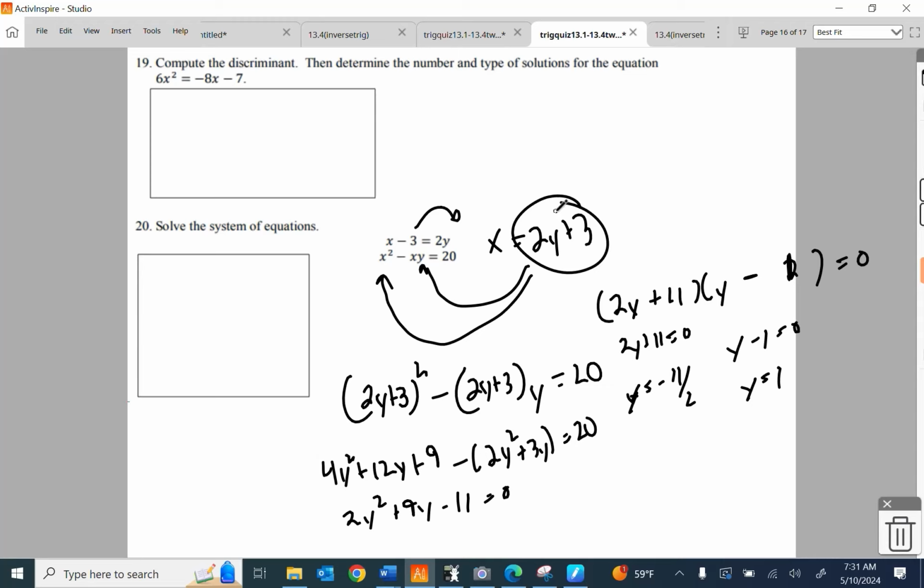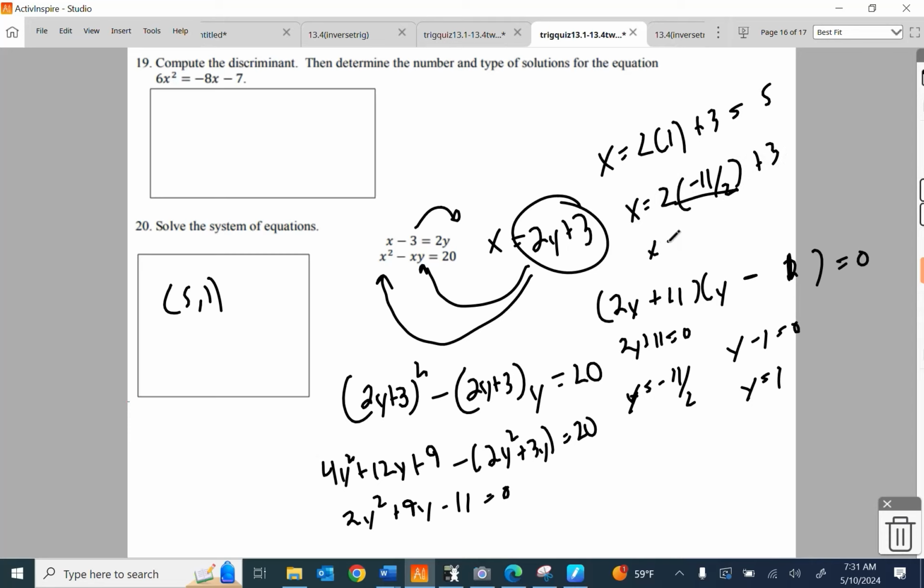I just plug them back in right here to get my x values. So x is going to be 2 times a 1 plus a 3, which is 5. I'm going to have an ordered pair over here of 5, 1. And if I plug in my negative 11 halves, x is 2 times negative 11 halves plus a 3. 2's cancel. Negative 11 and 3 makes negative 8. And my other ordered pair is negative 8 and negative 11 halves.